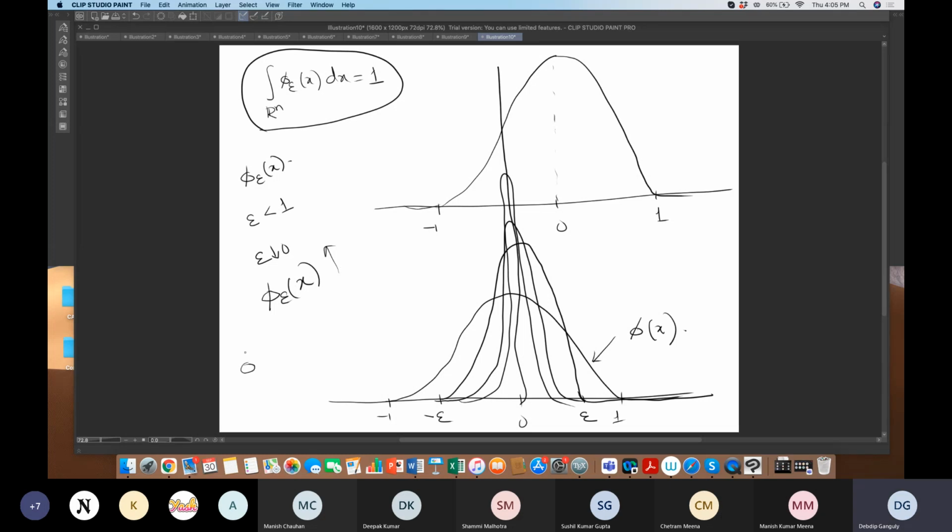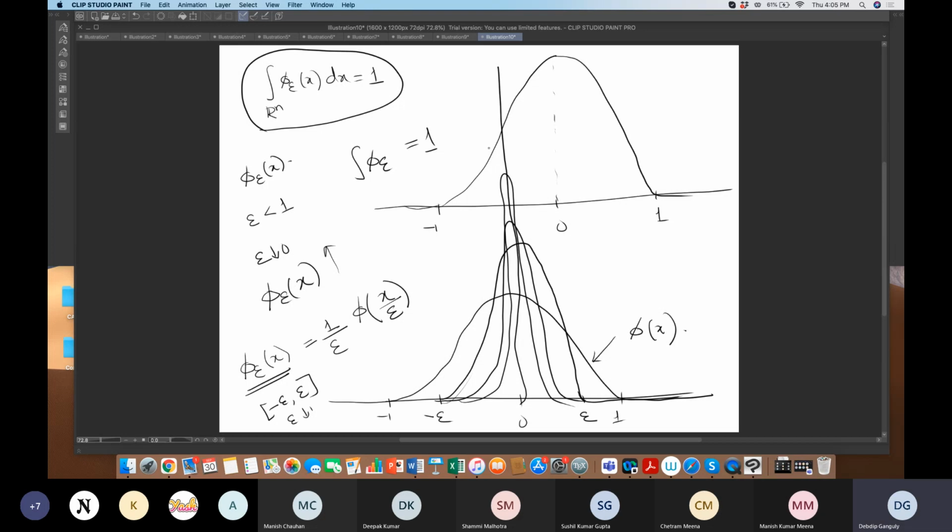So your phi epsilon is 1 by epsilon phi of x by epsilon. We have seen that the support of phi epsilon is minus epsilon to epsilon. That means smaller, but we know that the integral of phi epsilon is 1. That means the area under that curve is the same. So the function has to go a little bit above, because breadth-wise it is small, it has to go up. As epsilon becomes smaller and smaller, the peak will go higher and higher.